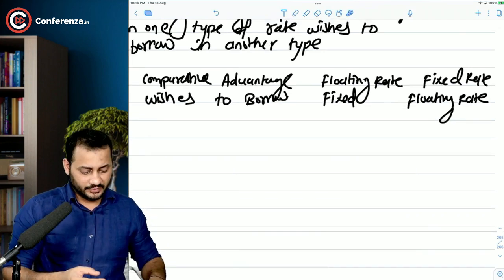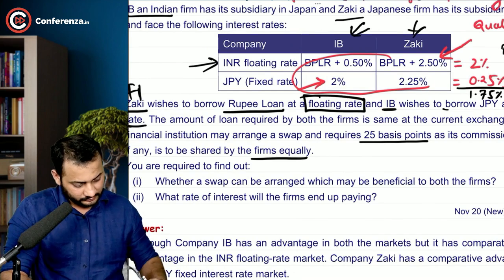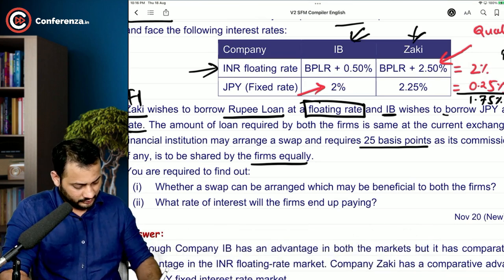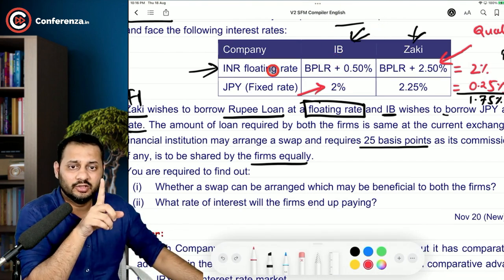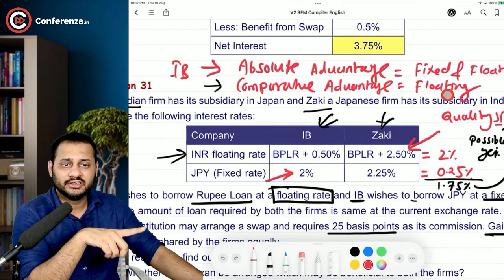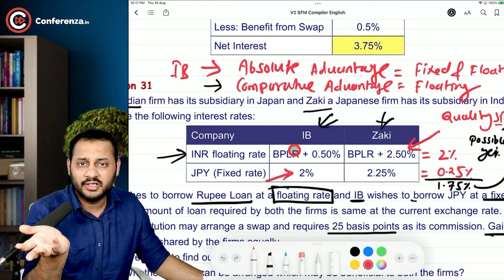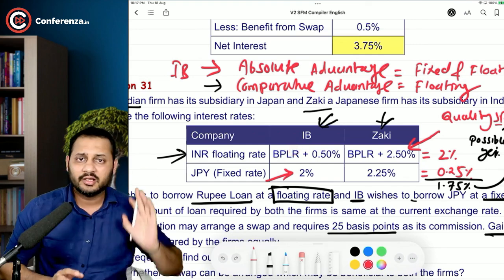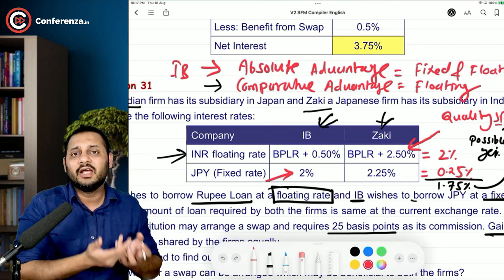You can understand. See, out of all the four rates, the best rate for IB to go with is the floating rate of BPLR plus 0.5, because you can clearly see IB has a comparative advantage in floating. And if IB directly goes with the floating itself from the market, then there is no possibility of arbitrage. Then there is no possibility of swapping, because the lowest possible rate has been already taken by you directly from the bank. Then what are we going to do? The other parties will have no option.